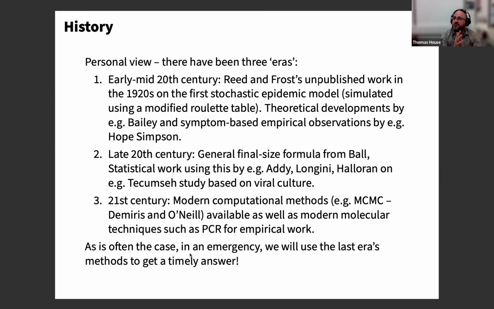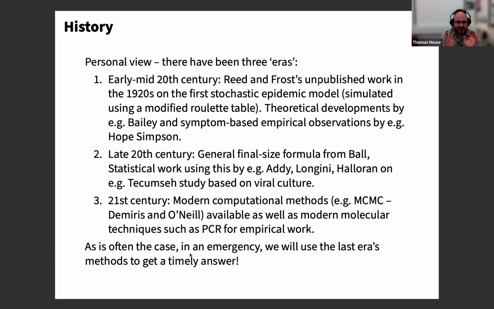So, a quick bit of the history that I started on before, then I will get on to the equations. Reed and Frost did this really interesting study in Baltimore. The story was they simulated the first stochastic epidemic model, pre-computers, on a modified roulette table. Then Bailey came up with spectral methods in stochastic processes to analyze these sort of data. And you had the Hope-Simpson studies of the spread of measles and things amongst children.